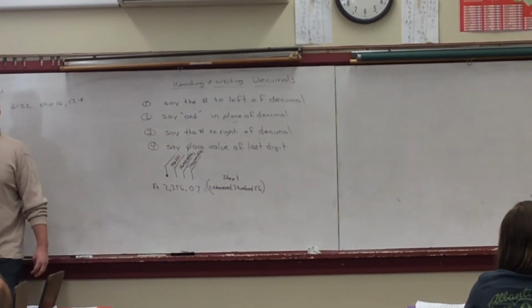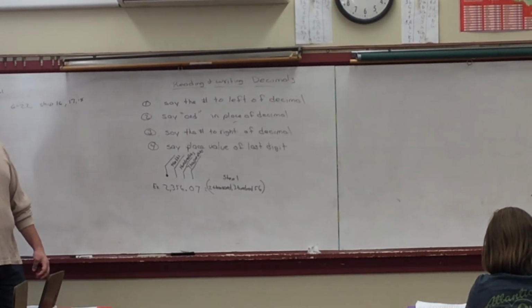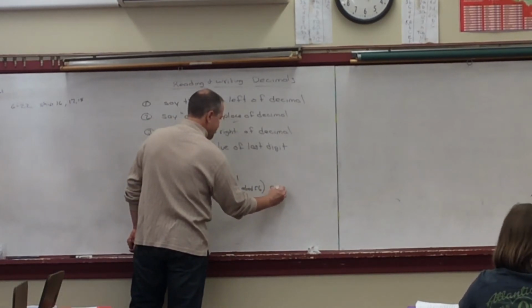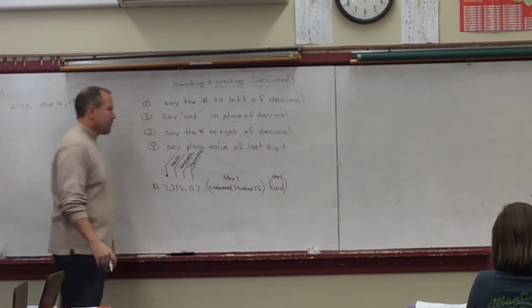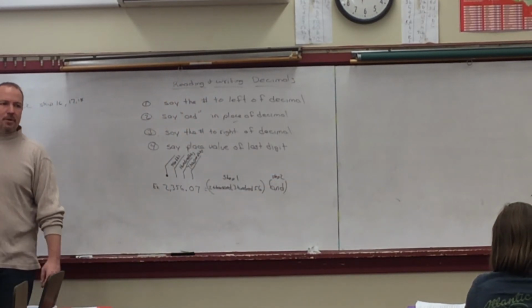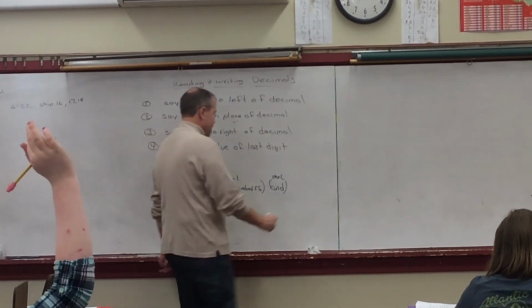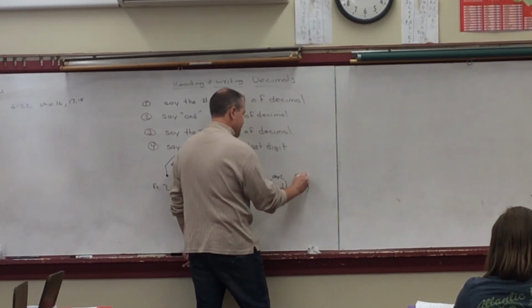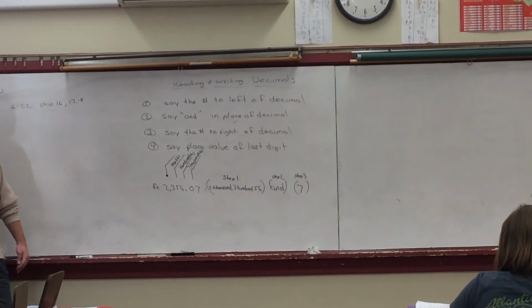What's the next thing we would say? And. We would say "and." What's the next thing we would say? 7. And then the last thing we would say? Hundredths.